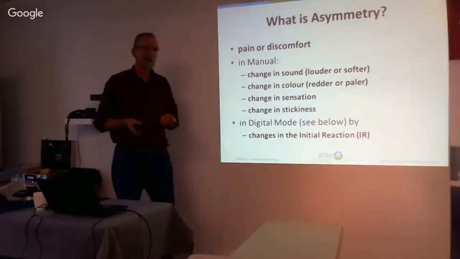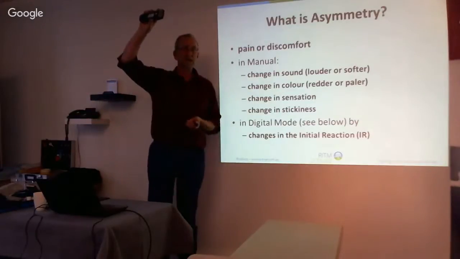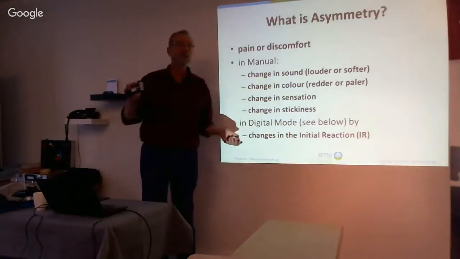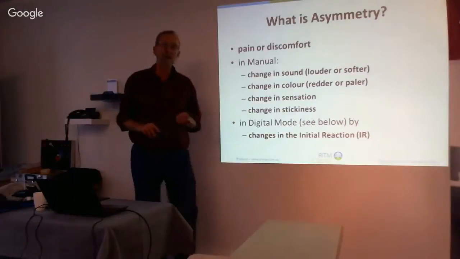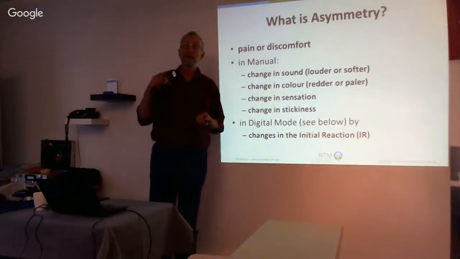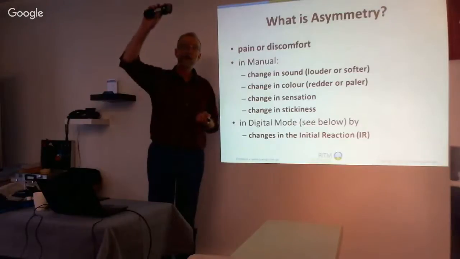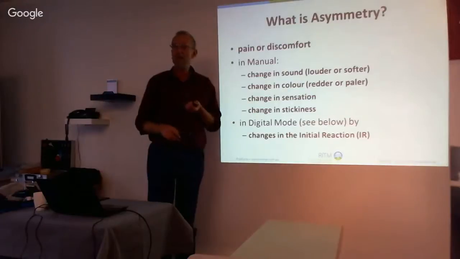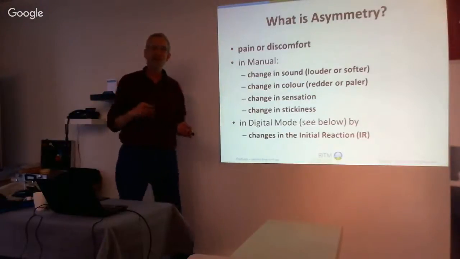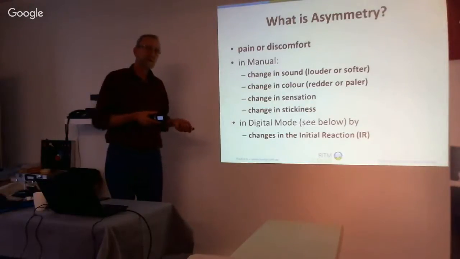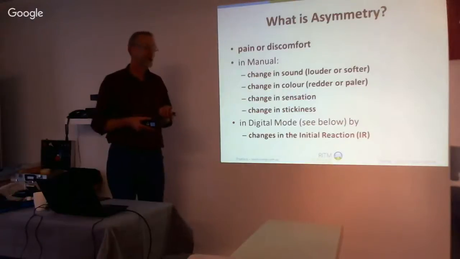The patient might say, oh yeah, that's quite nice, tingling up here, but when you come to down there, gee, I feel it much more, or oh, I can't feel it anymore. A change in sensation indicates an asymmetry. And most often, you most likely will find that there is a change in the stickiness on the skin. Either it glides easily or it gets stuck. And that's the point where you want to actually do something because it's an asymmetry.